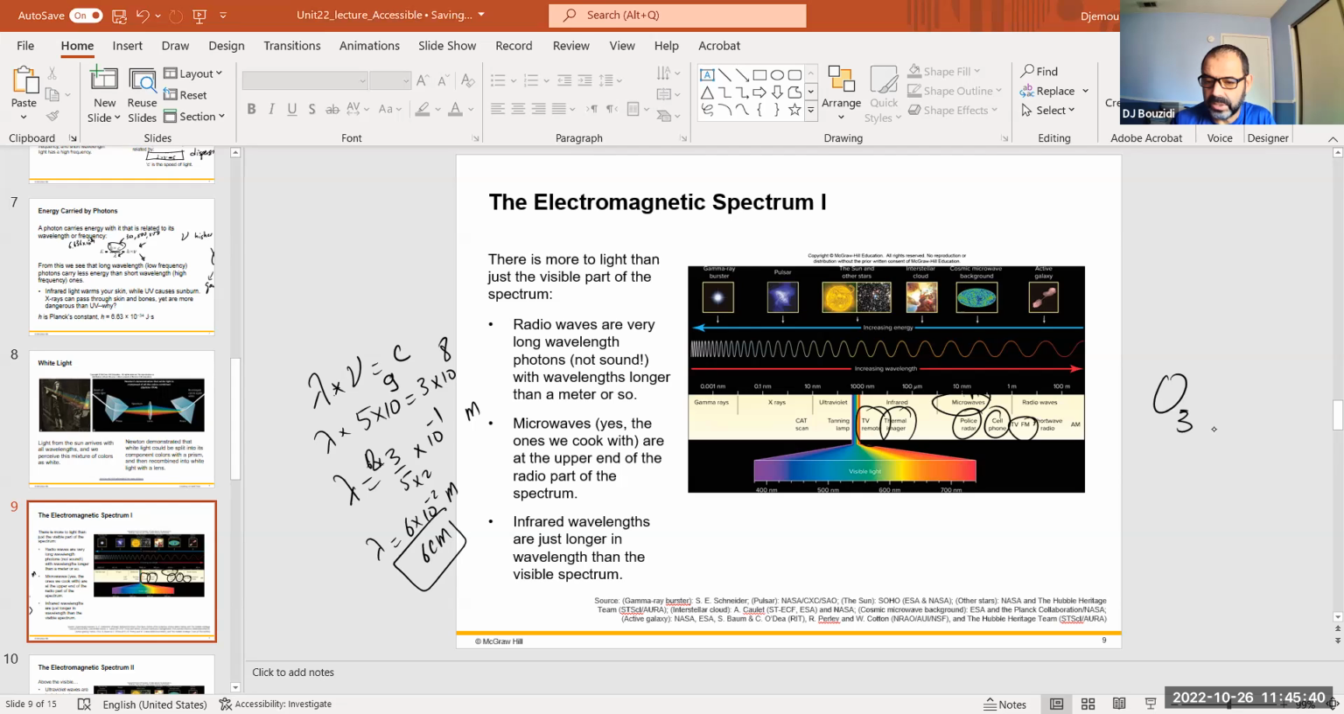Ozone, by the way, is just oxygen, except it has an extra atom in there. The rearrangement of the atoms is a little bit different than normal oxygen that we breathe, which is O2, okay?